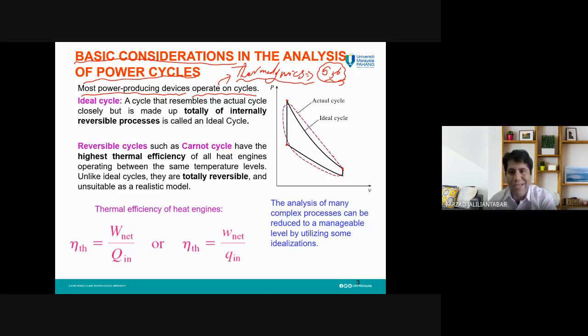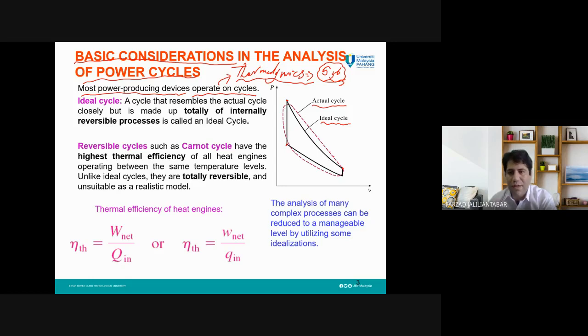So the actual cycle is something like this. You can see it is a curve. It is not a line. And also, we don't have any specific point like this. The dash line is the actual cycle, and the solid black line is showing the ideal cycle.